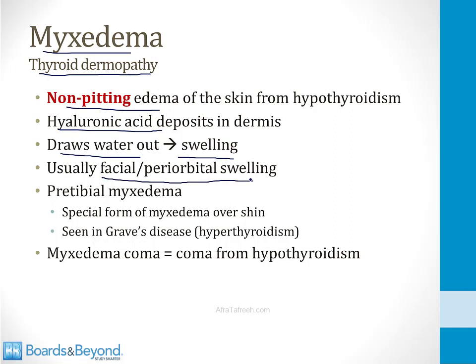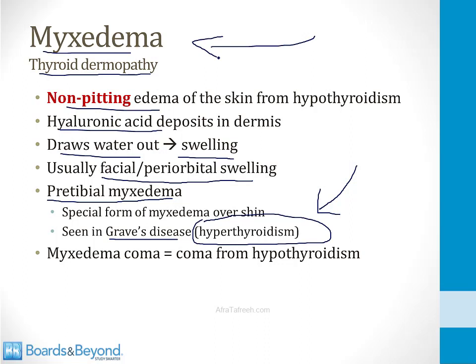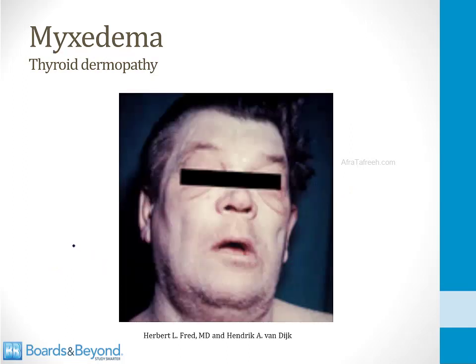However, there is a special form of myxedema called pretibial myxedema, which occurs over the shin. And this is seen in Graves' disease, which actually causes hyperthyroidism. We'll talk about this later. This can be a point of confusion for students because you can see pretibial myxedema in the hyperthyroid condition of Graves, but myxedema in general is something seen in hypothyroidism, and that usually occurs in the face or the periorbital region. You will also sometimes hear the term myxedema coma, and this is the term that is used when a patient develops coma from hypothyroidism. Here's a picture of a man with myxedema, and you can see this swelling around his eyes. That's the classic form of myxedema seen in hypothyroidism.